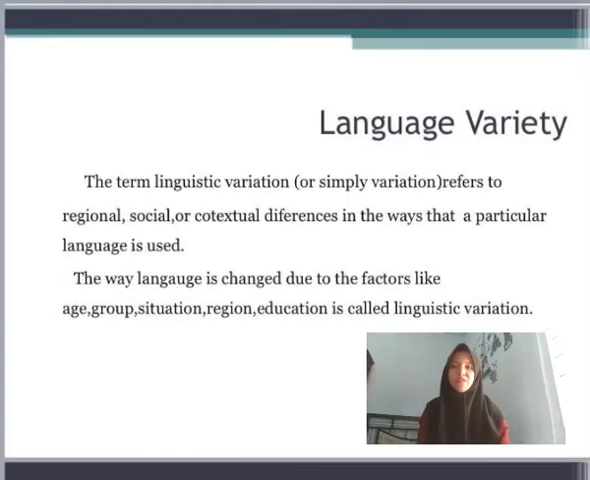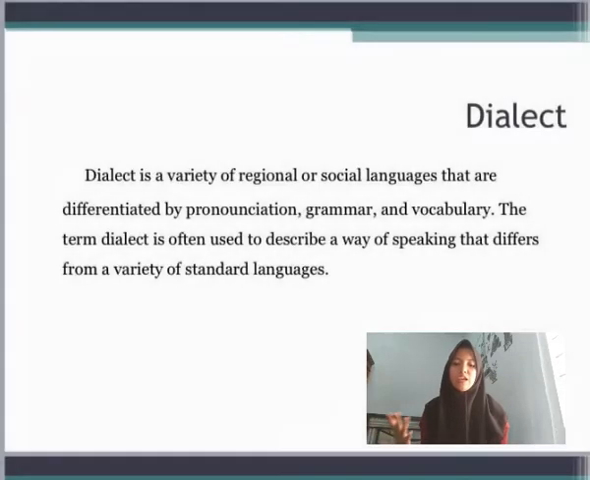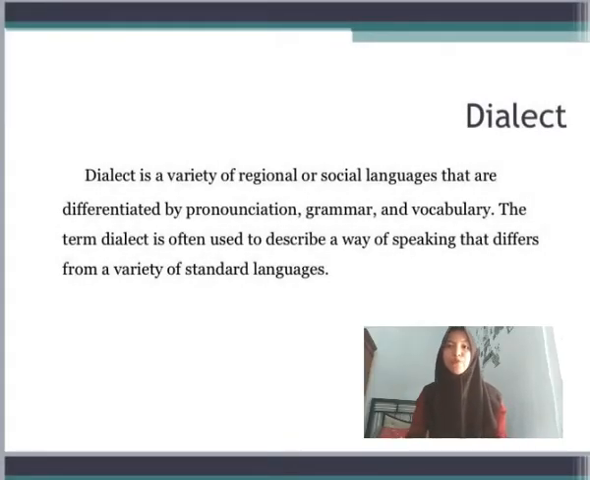Okay, now we're going to explain about language variety. The term linguistic variations, or simply variations, refers to regional, social, or contextual differences in the ways that a particular language is used. The way language is changed is due to factors like age, group, situation, region, and education. Okay, now we're going to dialect.